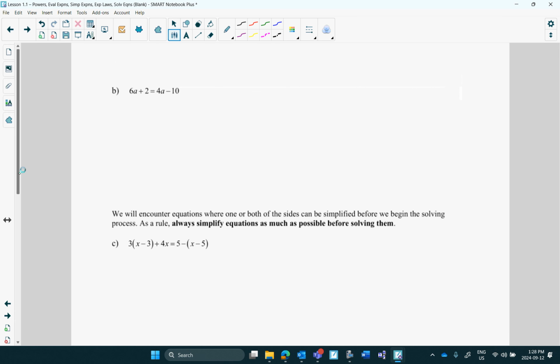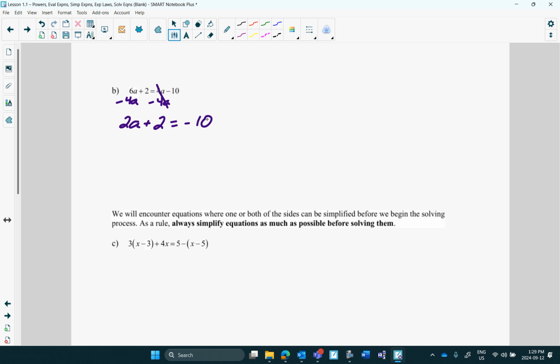What about when we have this? We've got variables on both sides. We did ones like this. You combine the variables together, so you subtract 4a on both sides. So we want to bring the a's together on one side. So you're taking the 4a away from the right, bringing it to the left. And then you get 2a plus 2 equals negative 10.